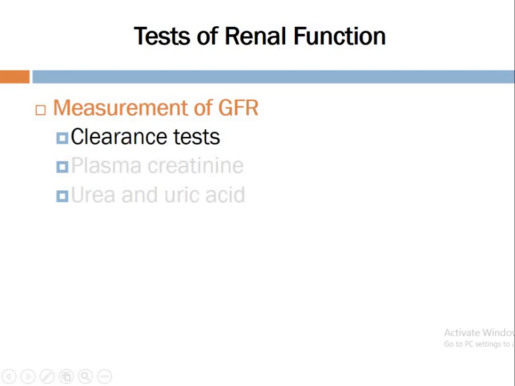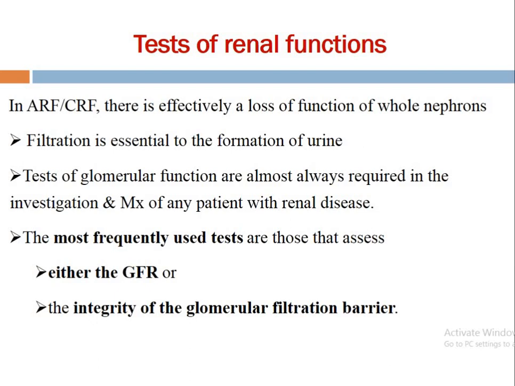So now there are certain clearance tests for measurement of GFR. Now what are these? In case of acute renal failure or chronic renal failure, there is effectively a loss of function of whole nephrons. As you know, filtration is essential for the formation of urine. So tests for glomerular function are almost always required in the investigation and management of patients with renal disorders. Most frequently used tests are to assess either the GFR or integrity of the glomerular filtration barrier.